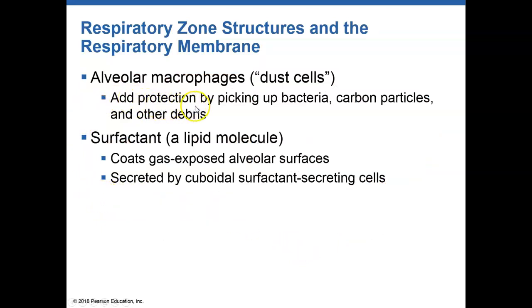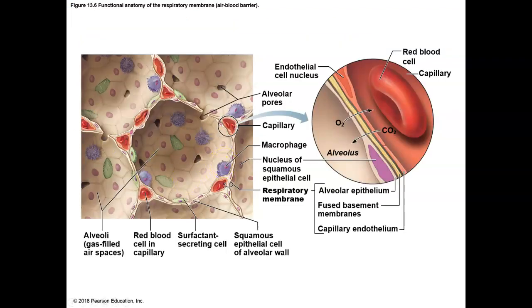The respiratory membrane also has specialized cells that protect, and so those are called macrophages. And then they have certain cells that produce a kind of lipid-based material called surfactant, kind of like a dish soap. And so here we have the macrophages.